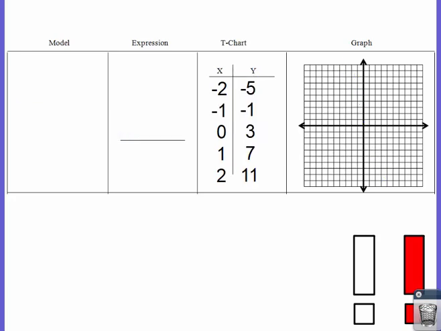So what if I gave you just a t-chart and said find the rest? Well, we know from this t-chart I can immediately go to the graph. So negative 2, negative 5, negative 1, negative 1, 0, 3, 1, 7, and 2, 11. Well, that 11 doesn't fit on my graph, so I'm just not going to graph that one.